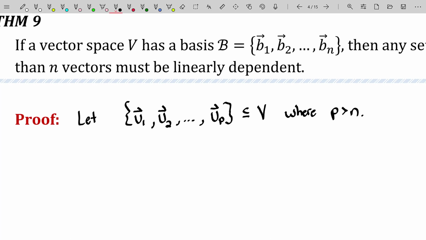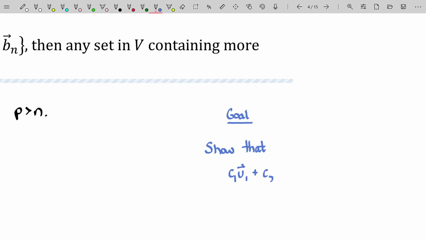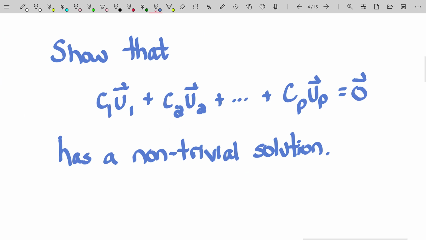Now we want to show that these vectors must be linearly dependent. The way we're going to do this is by creating a linear combination of these vectors and showing that that linear combination has non-trivial solutions. In fact, let me write that off to the side. So there we go. We want to show that linear combination equaling 0 has a non-trivial solution. If it has a non-trivial solution, then those vectors by definition must be linearly dependent.